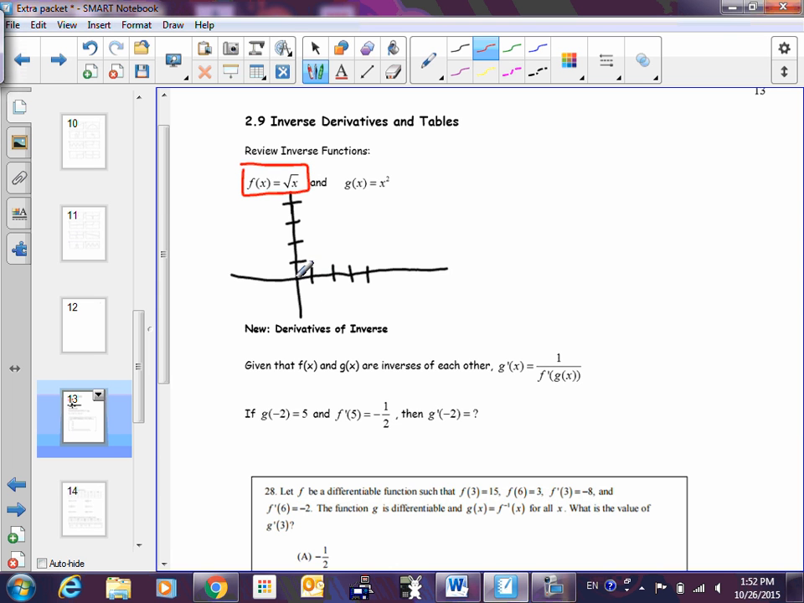So graphing square root of x: square root of 0 is 0, square root of 1 is 1, and square root of 4 is 2. We could keep going, but this is good enough for now.